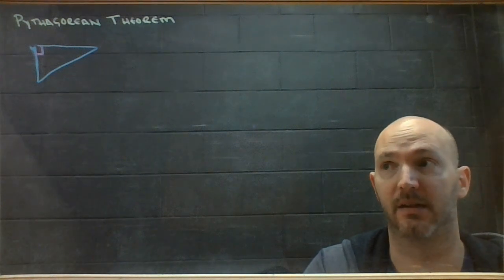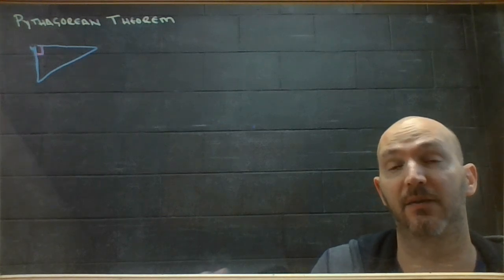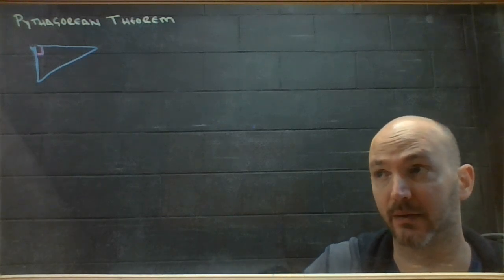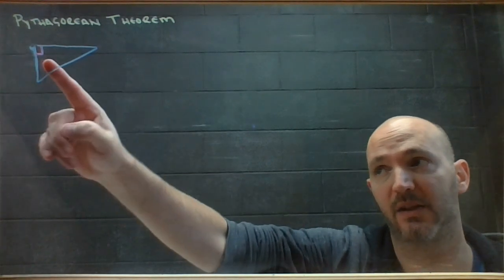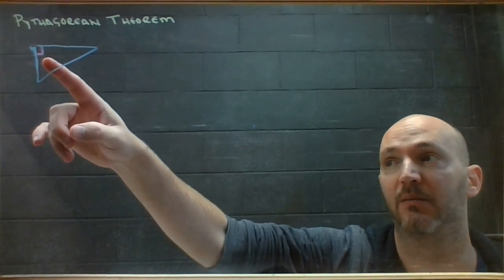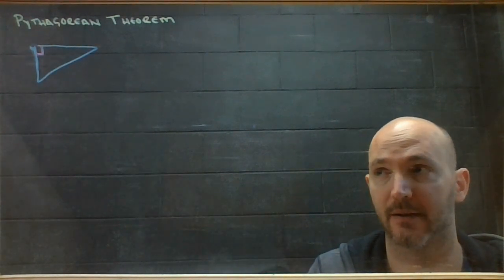Pythagorean theorem is very old. It relates the length of sides in a right-angled triangle. So you can't use this thing unless you see a box there. Right? It means that this side and this side are meeting at 90 degrees.